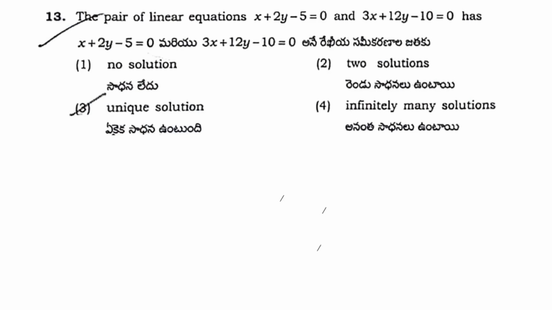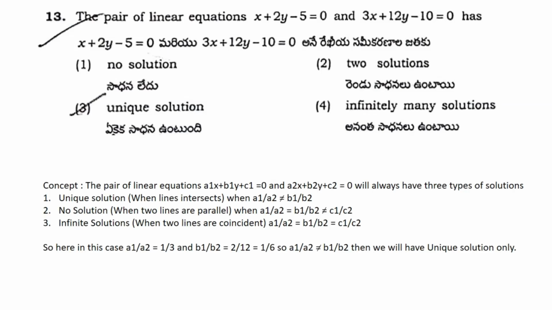So next question, the pair of linear equations x plus 2y minus 5 equal to 0 and 3x plus 12y minus 10 equal to 0 has. So first of all, a pair of linear equations a1x plus b1y plus c1 equal to 0 and a2x plus b2y plus c2 equal to 0 will always have three types of solutions.